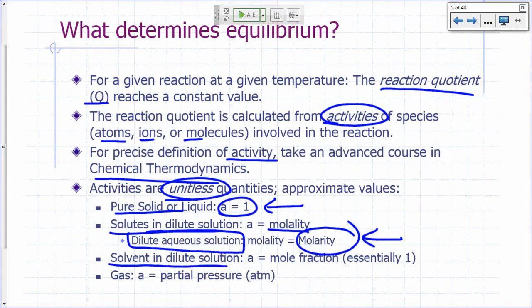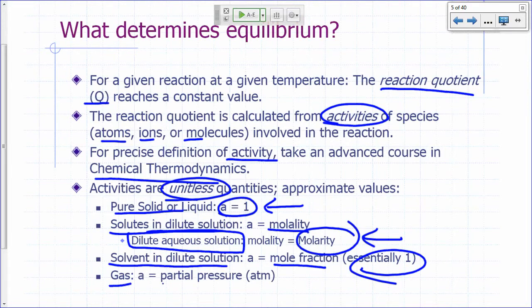If you're dealing with a solvent in dilute solution, the activity is the mole fraction of the solvent in your mixture. And that's going to be essentially 1 for most practical purposes. Since we're going to be dealing with dilute aqueous solutions, we're just going to use 1 for our solvent. So the activity of water in a dilute solution, we'll just say is essentially 1.